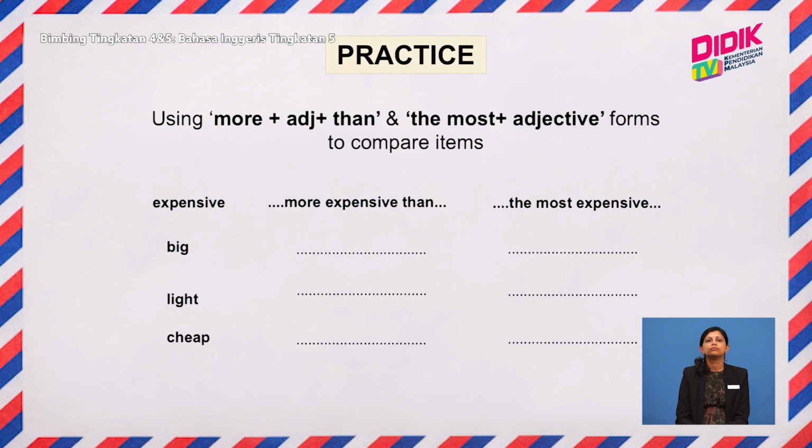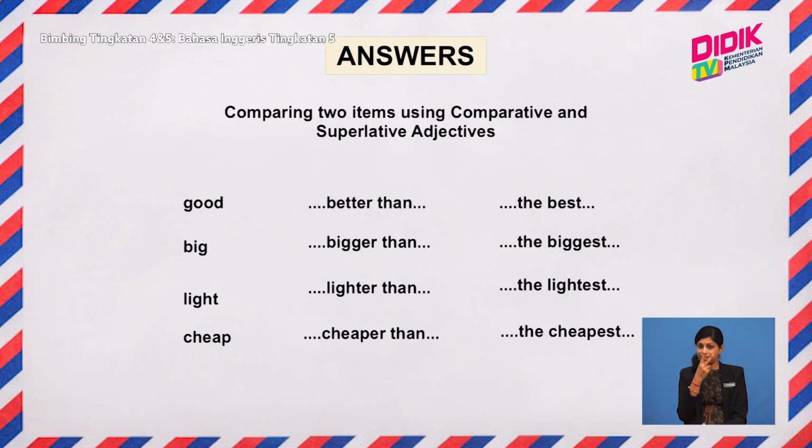Now, we shall check our answers. We can use these forms to compare the laptop and the mobile phone. Usually, we can add -er to the adjective followed by the word than to compare 2 items, like bigger than. Now, that is the grammatical rule. Okay, so if you have the word big, you want to compare 2 items, you use bigger than.